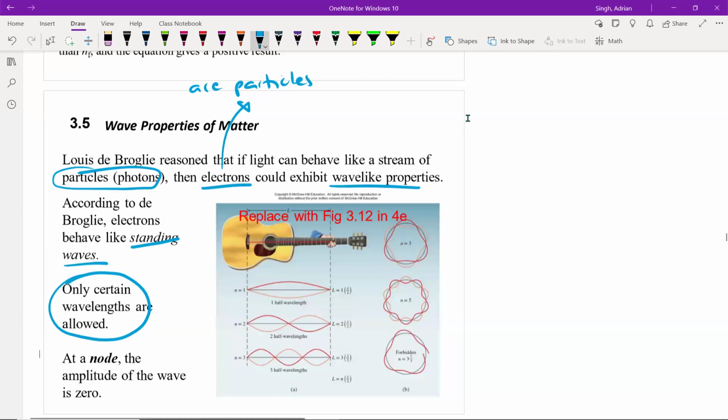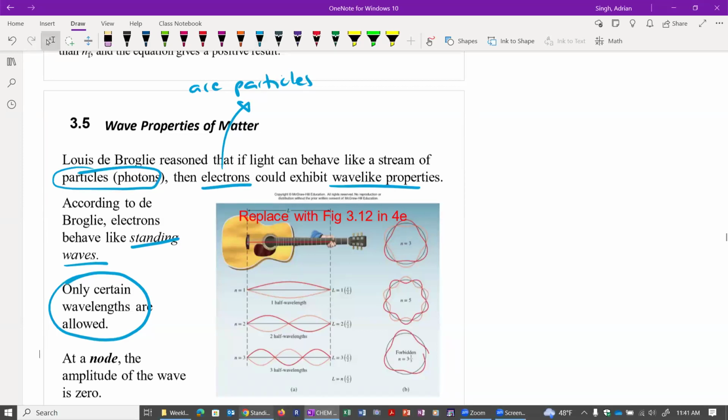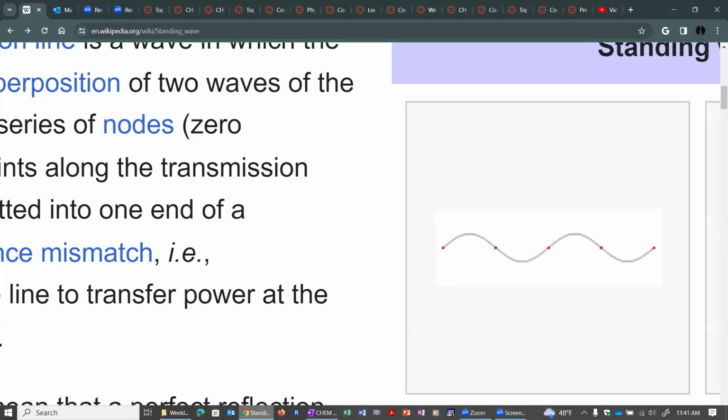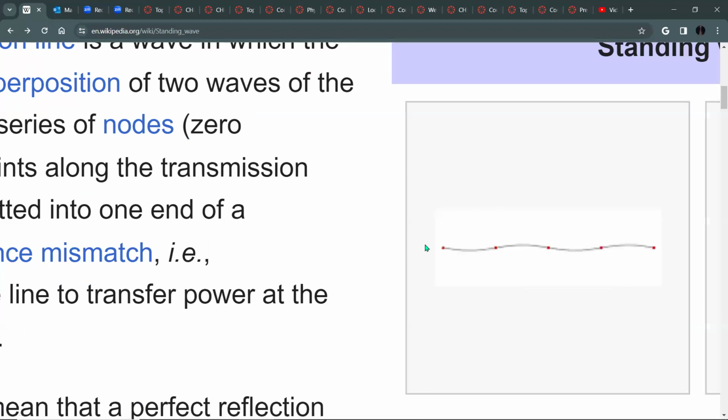Now, if we take a look at an example of one such standing wave, on this screen you can see the string oscillating up and down. It's a standing wave. It's not propagating from left to right across the screen, like a wave in the ocean, for instance, just going up and down. That's what we call a standing wave.